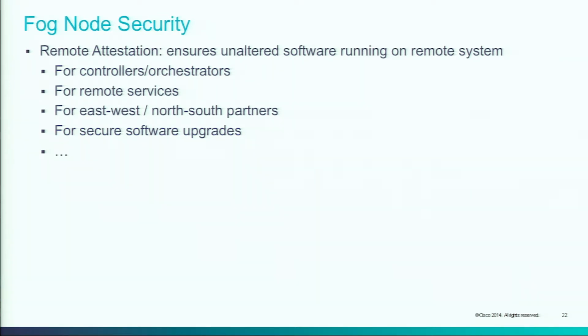Fog node security. Remote attestation ensures unaltered software is running on the remote system so that you can ensure yourself that they are what and who they said they were. It's important for things like controllers, orchestrators, remote services, east-west, north-south partner flows, and for secure software upgrades.